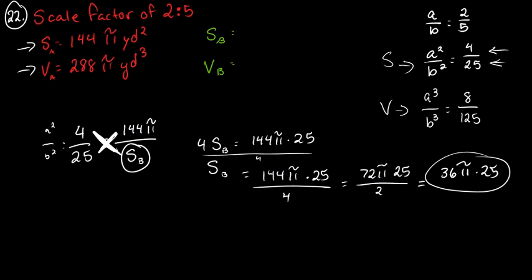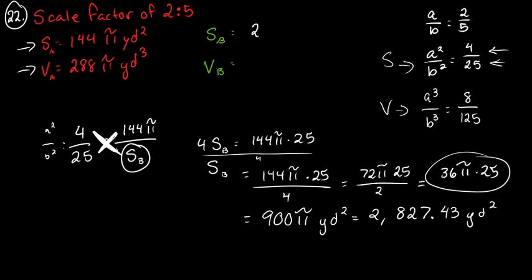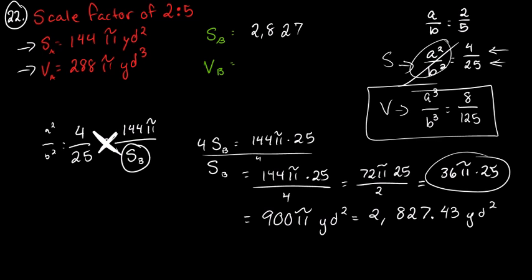So if I type that into a calculator, I should get my final surface area for B to come out to 900 pi yards squared. And if you chose to multiply through with the pi symbol, you would get 2,827, and I would more than likely tell you guys to round, and that would give you 43 yards squared. Volume is a very similar process. However, instead of using A squared over B squared, you're going to be using A cubed over B cubed.